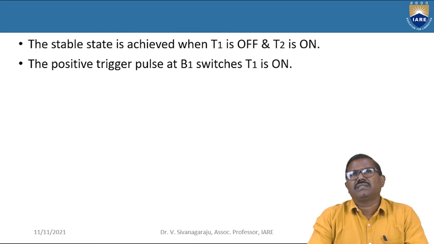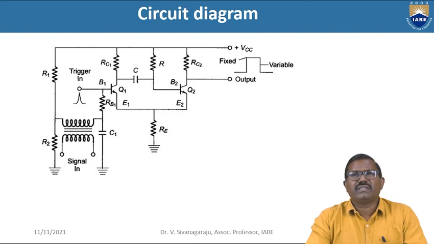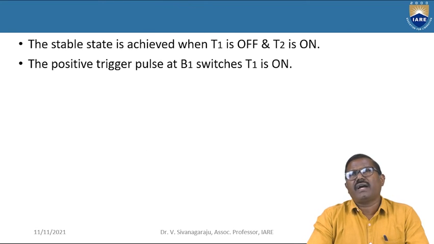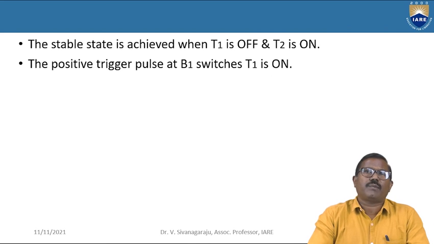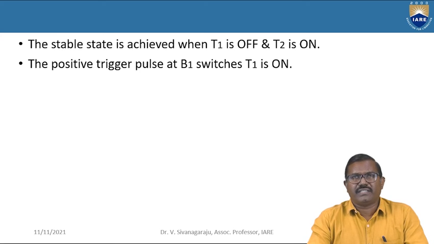The positive trigger pulse at B1 switches T1 on. In this picture, B1 is the base of Q1. Here I am giving the positive trigger pulse. After applying it, Q1 goes on. The stable state is T1 off and T2 on, but after applying the positive trigger pulse, the first transistor goes on. Why? Because the monostable multivibrator has only a single stable state.